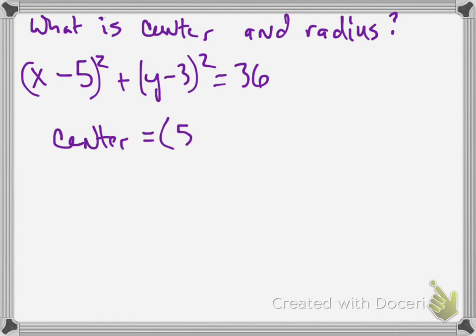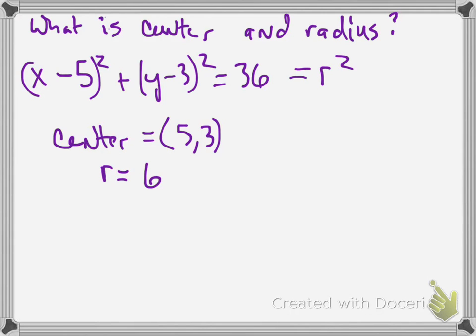So, positive 5, positive 3. To find the radius, keep in mind that the number it's equal to is the square of the radius. So if we take the square root, we get the answer. The radius is equal to 6. So that one's easy.